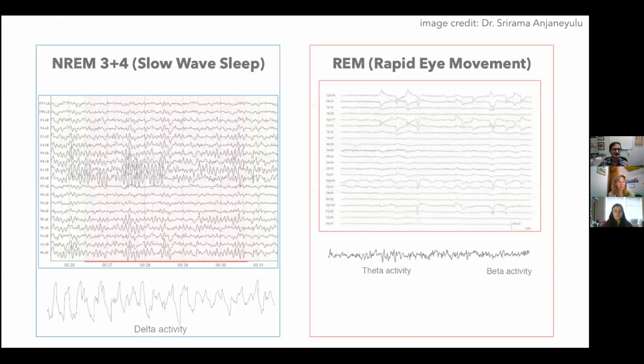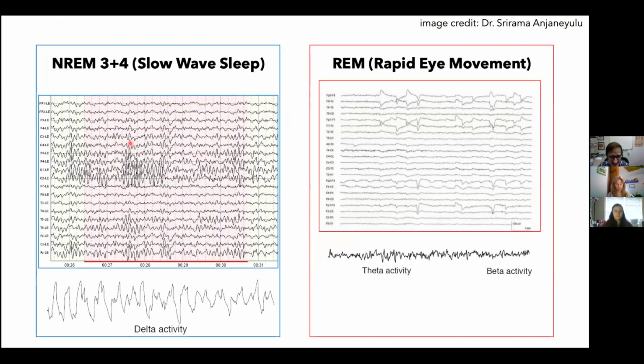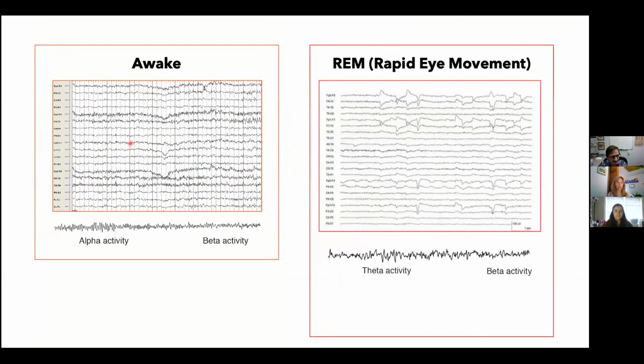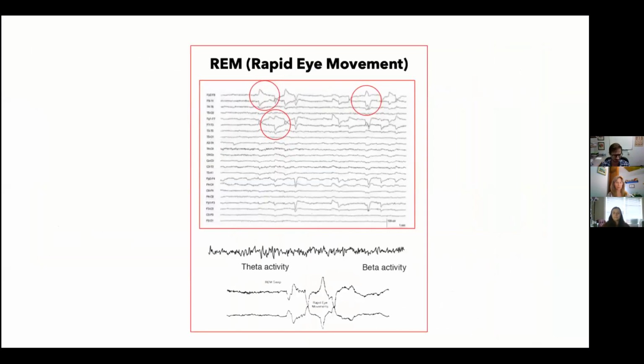And so when you go into rapid eye movement sleep, the EEG all of a sudden goes from synchronous to desynchronous. And it looks a lot more like you're awake than asleep. And you can see these circles here. Those are electrical signals created by the eyes darting around underneath the eyelid. And rapid eye movement sleep gets its name for that reason. You can see that theta activity and beta activity predominate the EEG signals, and you have these rapid eye movements.